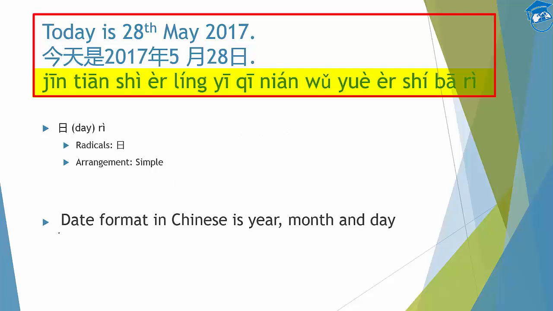Okay, I'm making another note here. The date format in Chinese is year, month, and day, as you may have noticed now. So we report year first, 2017年, then month, 5月, then day, 28日. So Chinese date format, the sequence is like this. Unlike English, it's day, month, year, or month, day, year, according to where you are.